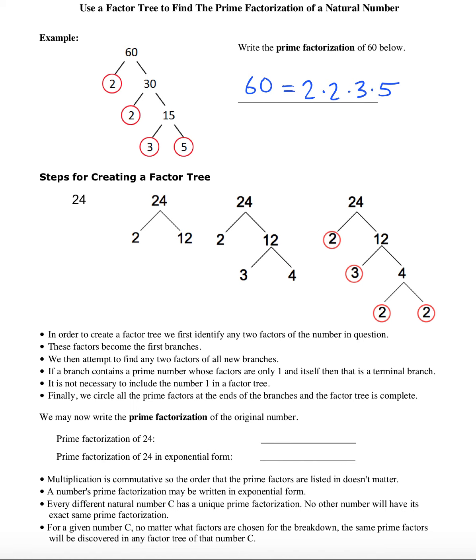Check out the tree for 24. Try it for yourself. Write the prime factorization of 24, and then I'll give my answer. So 24 is made up of 2 times 2 times 2 times 3. We can verify this with a calculator, and it checks.